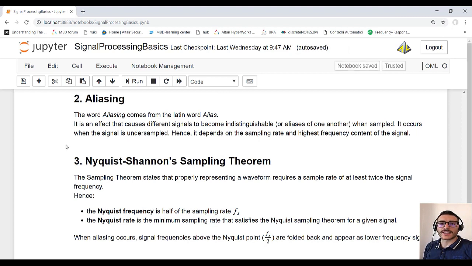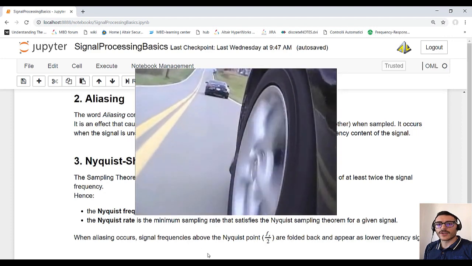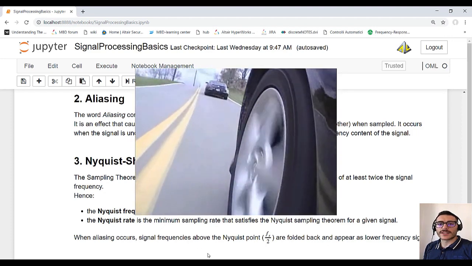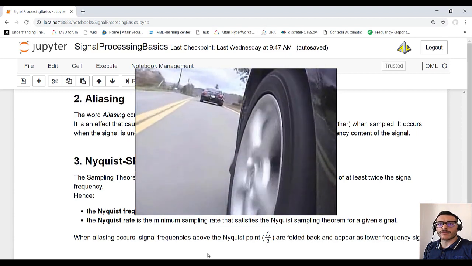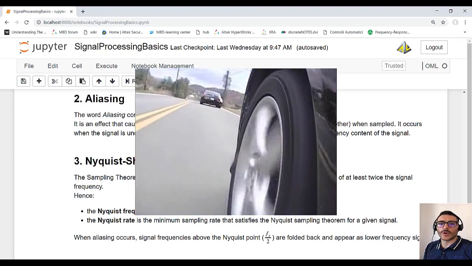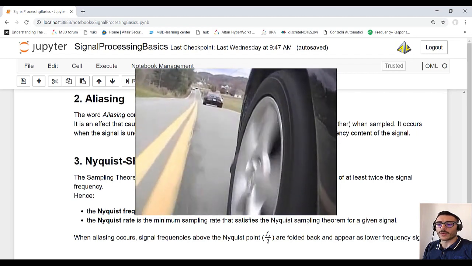A common and practical example of aliasing is when you are watching racing cars driving in one direction while their wheels seem to spin in the opposite direction. And in this case, the sampling frequency of the camera is too low with respect to the spinning frequency of the wheels.